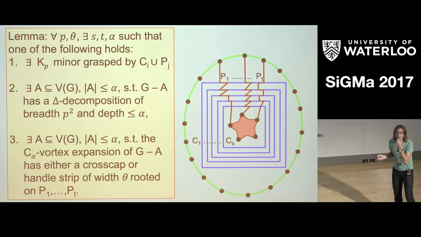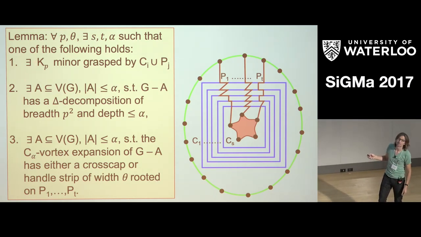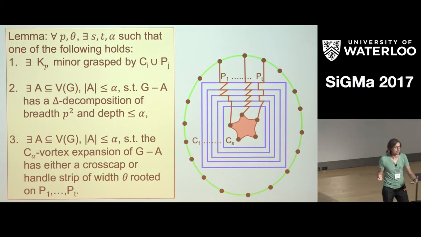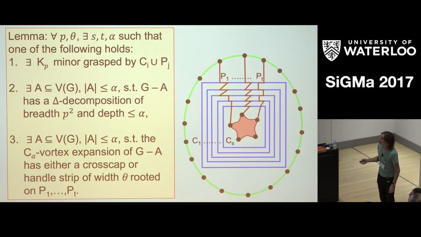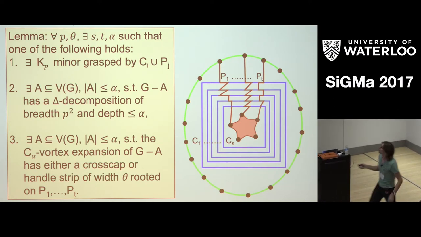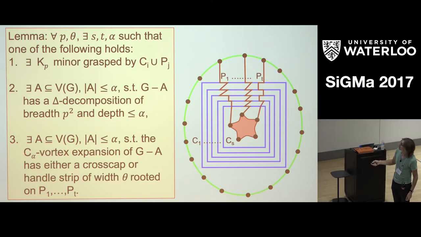Okay, or the third outcome. So each of these two guys would complete the statement of the main excluded minor theorem, and I'd be happy. What can happen in the third outcome? So it says that I have the C alpha vortex expansion of G minus A. What's that? It just means that I have the vortex here, living in the middle. And if I look at any of these cycles out here, I can group everything inside that cycle to make a larger vortex, right?